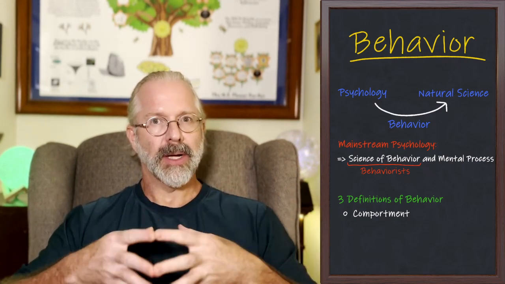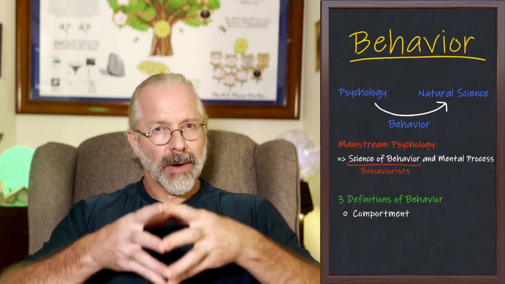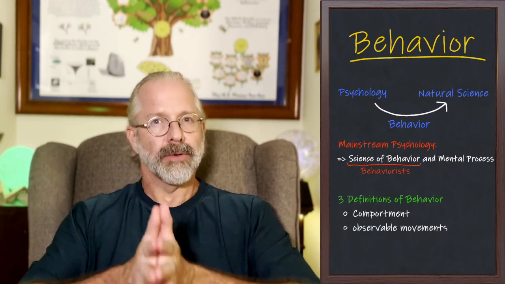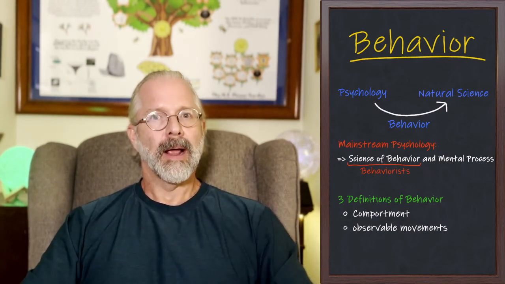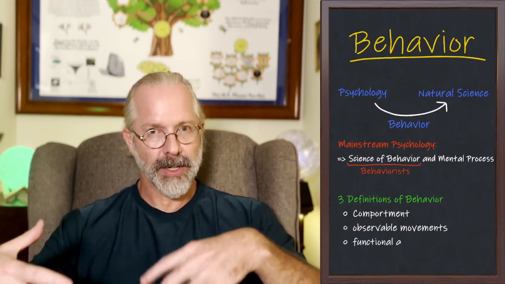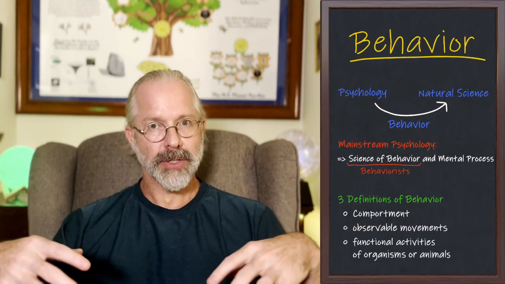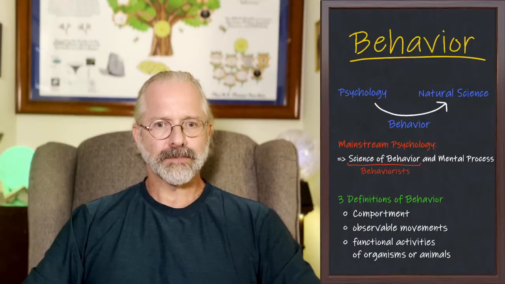Then we see it emerge in the context of psychology in particular, but science in general, where it basically means observable movements, this is the most general, observable movements or movements that generate effects that then potentially could be observed, and then finally functional activities of organisms or animals. So comportment, a general definition in relationship to movements that can generate effects, and the functional activities of organisms or animals.